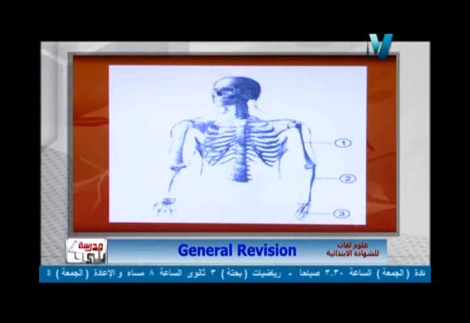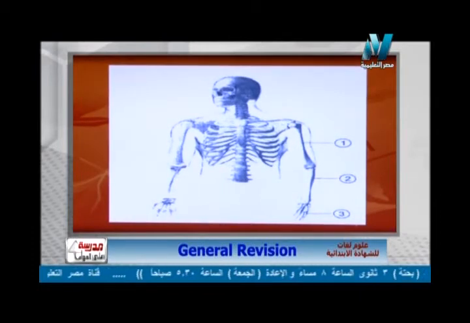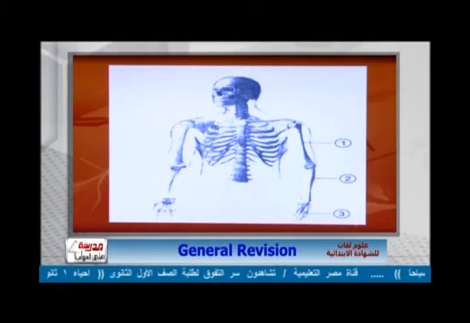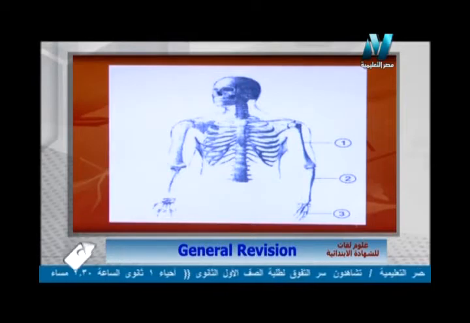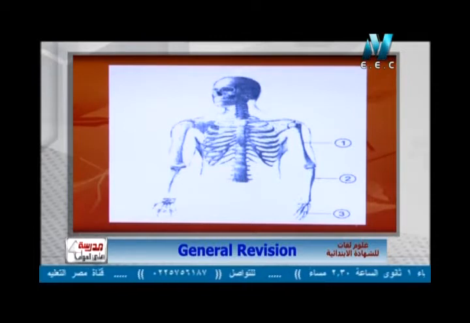Again, number one will be humerus bone. Number two will be forearm bone. هنا four مش معناها أربعة, لا, four FORE, يعني أطراف الساق أو اليد الأمامية أو الذراع الأمامية. Again, number one humerus bone, number two forearm bones, and at last number three hand bone.